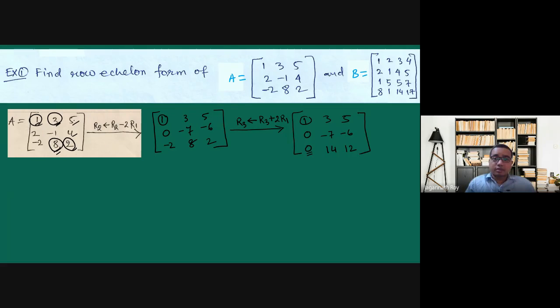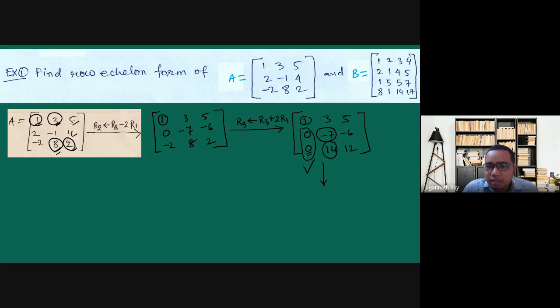Now what we want? After A11 is done, the first column is complete. Once it is done, we'll come back to A22, and we'll make it 0 also. So how do we do that?